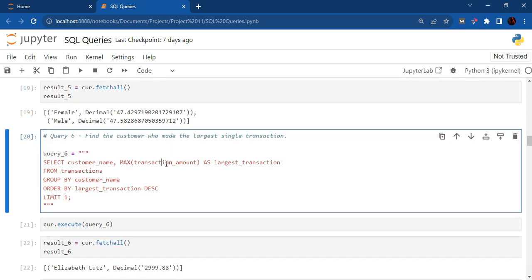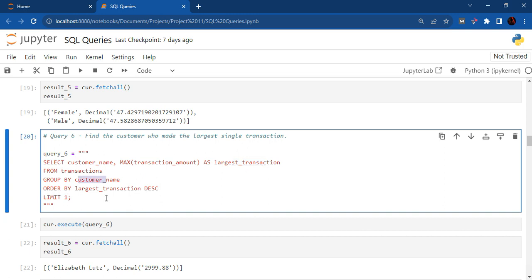Now the next is to find the customer who made the largest single transaction. We'll first of all get the customer name. Now we'll not use the max. The max is used to get the highest value between a group of values. Then the lowest is the minimum. That is just an aggregation function. Then transaction amount as the largest transaction from the transaction.